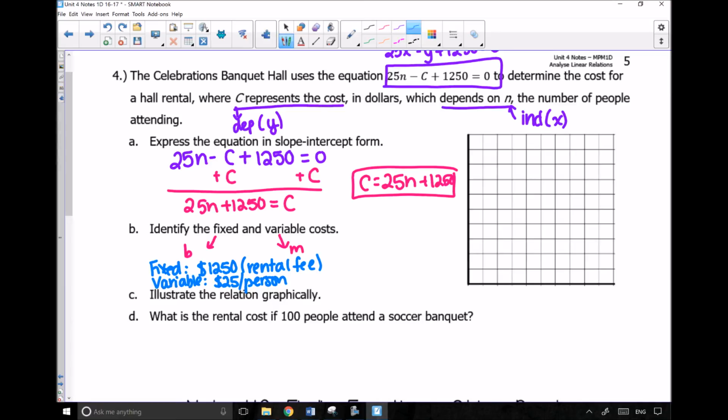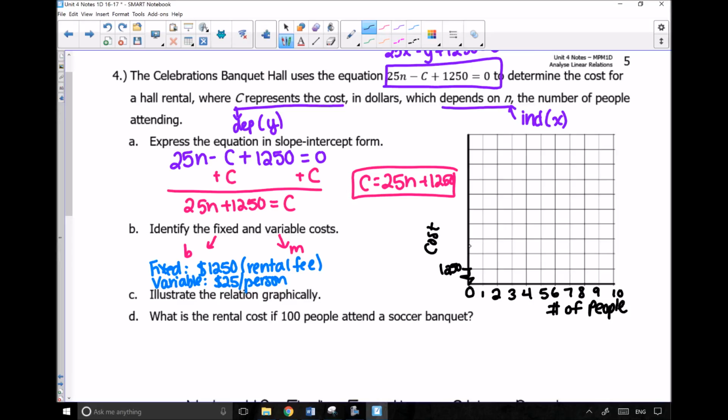Okay, so then we need to illustrate this relation graphically. So what I'm going to do is I'm going to label my x-axis number of people, and I'm going to label my y-axis the cost rate here. So if I have 0 people, I'm just going to see what happens as the number of people increases. So I'll go up by ones. It's up to you. Sometimes it's easier to go up by 10s, 20s, whatever you want. Then I'm going to put a break in my graph because I know that I'm going to start off by paying $1,250. Okay, and then it's $25 per person.